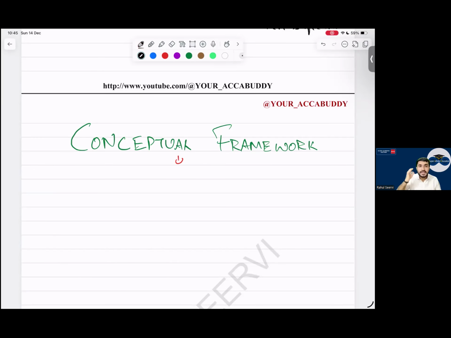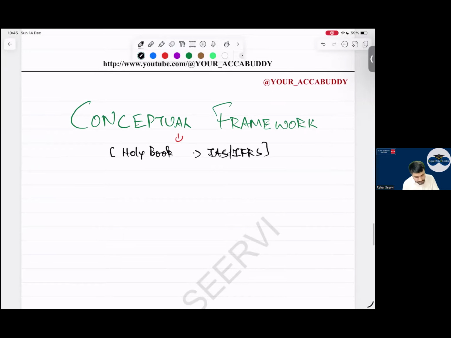A lot of things. In the same way, the conceptual framework is, I say, a holy book for IAS and IFRS, a basic holy book. Now, what will this conceptual framework provide? Guidelines? No, not guidelines. I'll say basic principles. So, basic principles of what, sir?